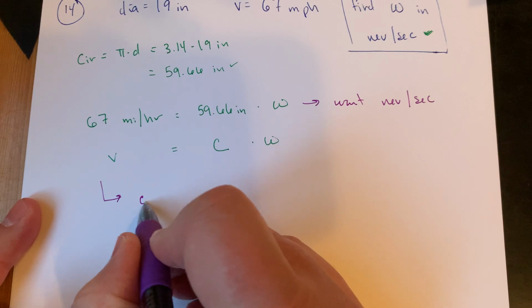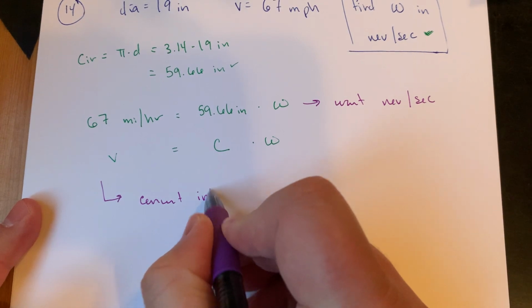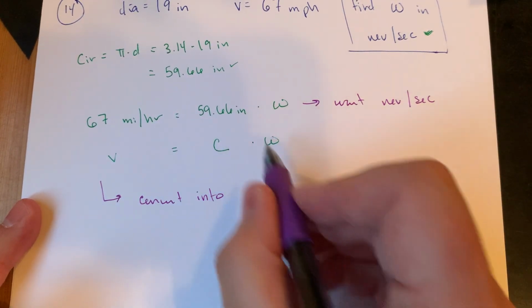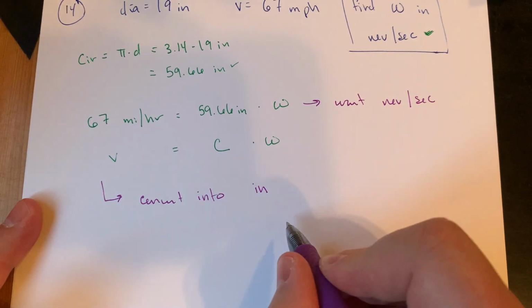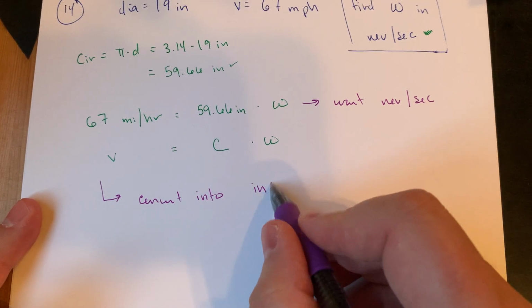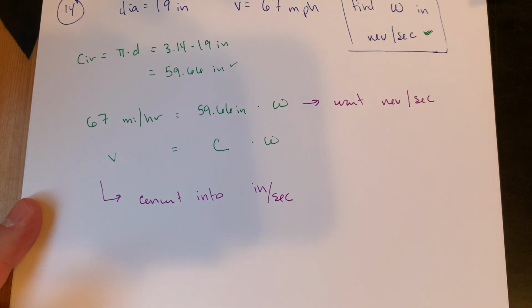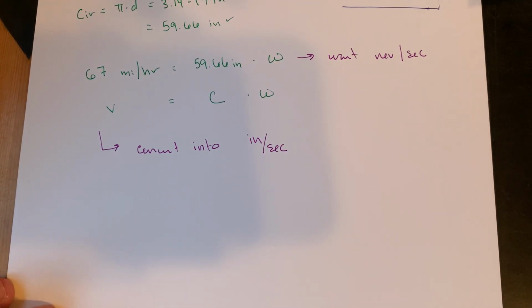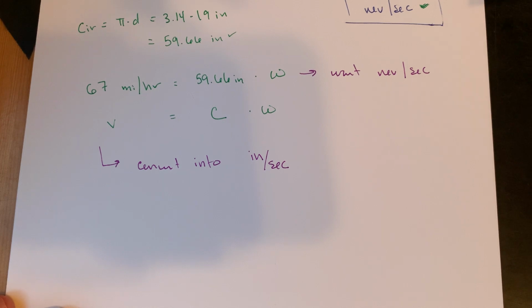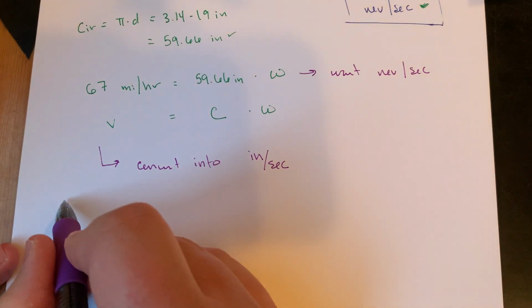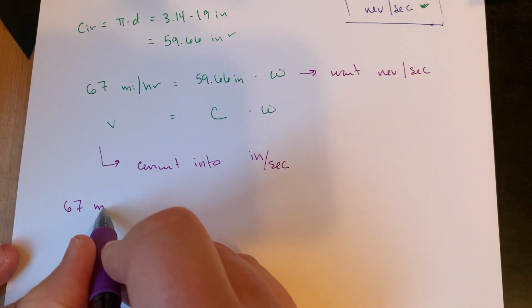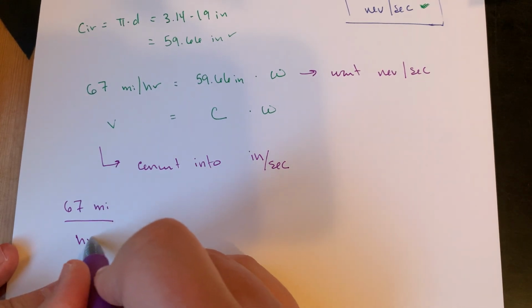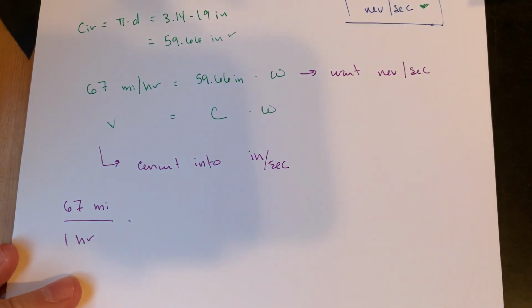I'm going to need to convert this. I need to match my distance units, so I want inches, and then I need to match the time units, so I don't want miles per hour, I want inches per second. Let's make it happen. Let's not think about how that's annoying and how the numbers are going to be big and small. It is what it is. We'll live with it. 67 miles for 1 hour.